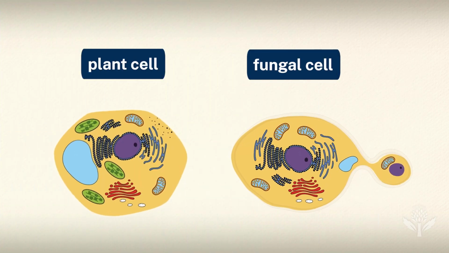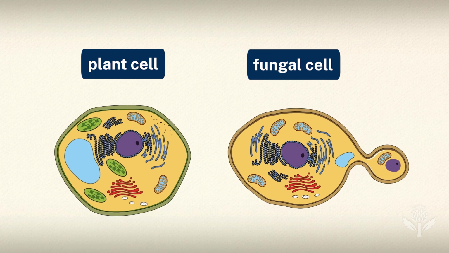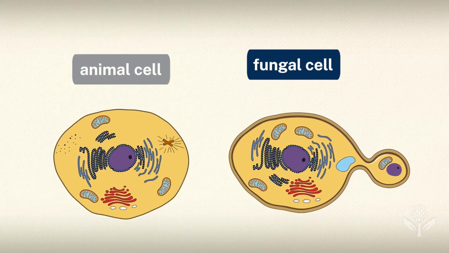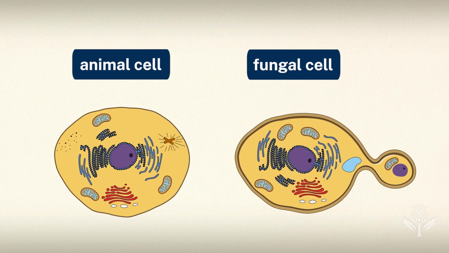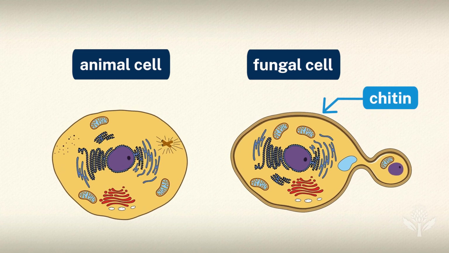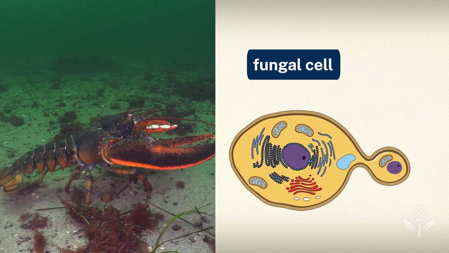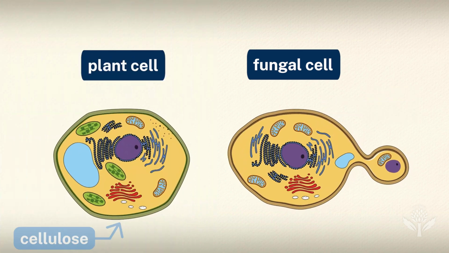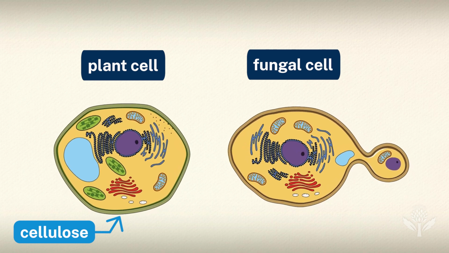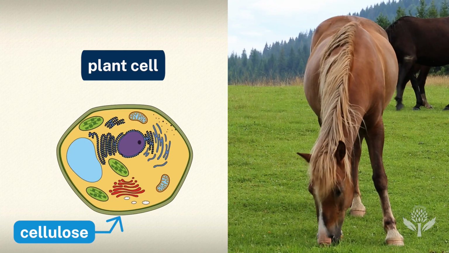Second, the cell walls of fungi and plants are made of different materials. Fungi were originally classified as plants because their cells have cell walls, unlike animal cells. However, most fungi cell walls contain chitin, a white substance that also makes up the outer skeletons of insects, crabs, and lobsters. Plant cells have walls that contain cellulose, a carbohydrate that, while not digestible by humans, provides nutrition for many herbivores, including cows and horses.